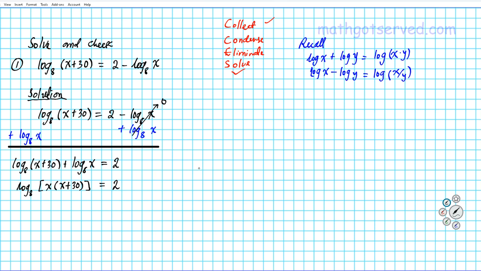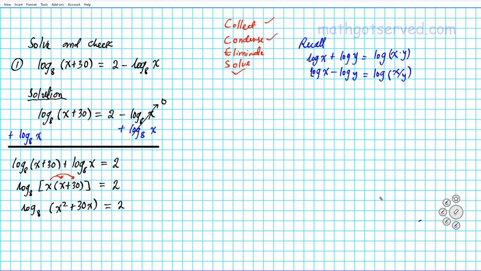Now let's simplify the product of x and x plus 30. We're just going to distribute this x to both terms here. And then when you carry out that distribution, you're going to have log base 8 of x squared plus 30x. Okay, all right, so we're done with the condense step because now we have one log with the logarithmic argument nicely simplified.